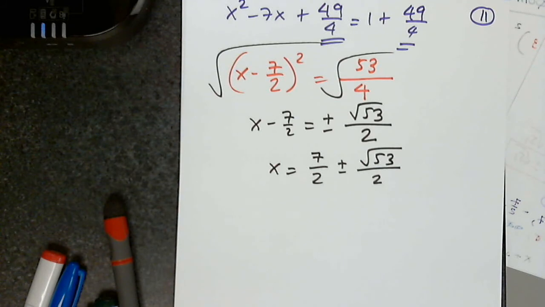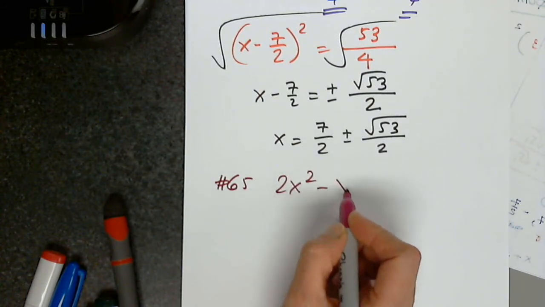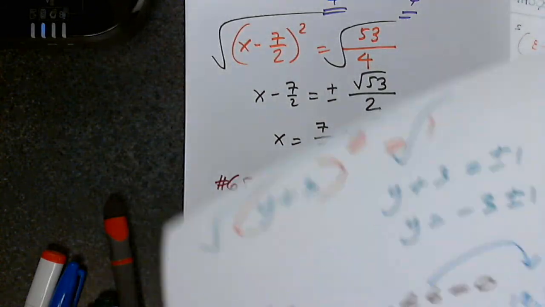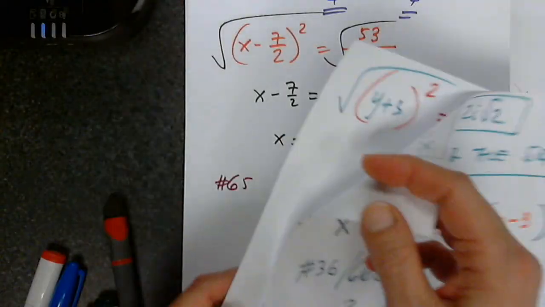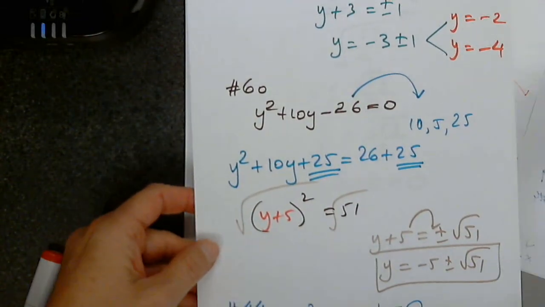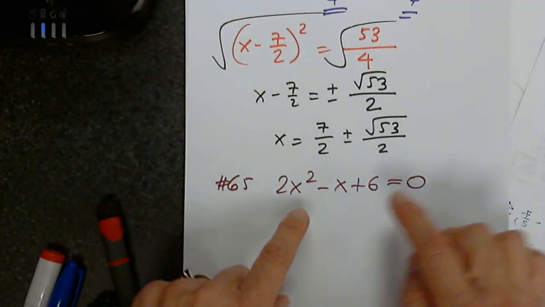Okay, perfect. Now, there is one more level, and that's it. Let's say number 65. This is the last level of difficulty. I claim that this is different than everything else we've done so far with completing the square. This was the first problem. This was the second problem. This was the third problem. And this is the fourth problem.